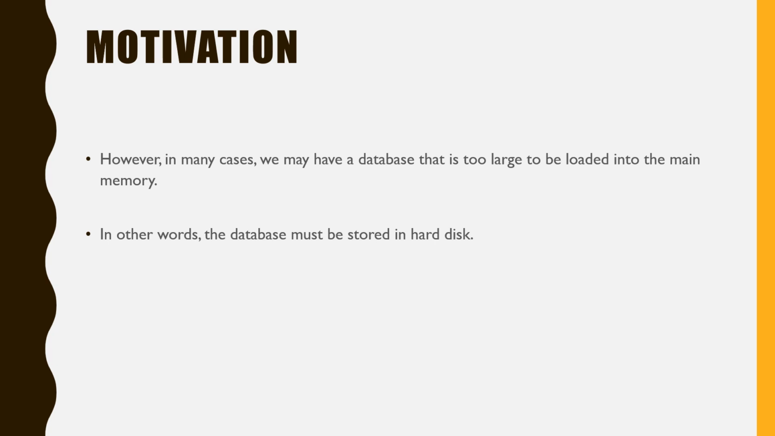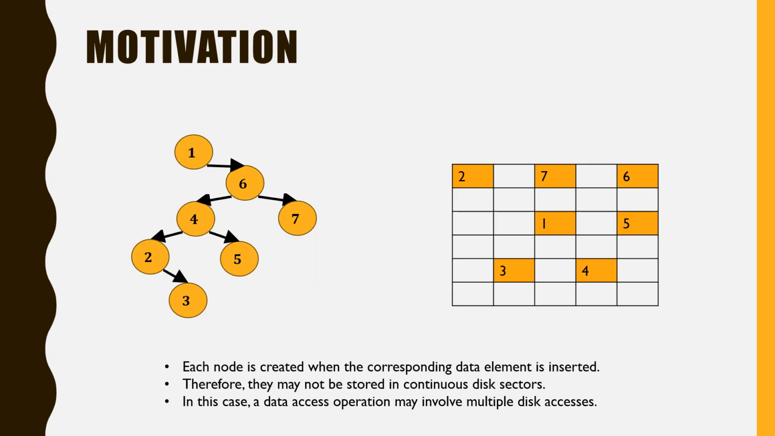However, in many cases, the database we have may be too large to be fit entirely into the main memory. In such situations, the database must be stored on a hard disk. Recall that in the implementations of the tree data structures we have discussed, nodes are created dynamically as data elements are inserted into the tree. This approach may result in nodes being assigned with non-contiguous memory addresses, causing their storage on the hard disk become fragmented.